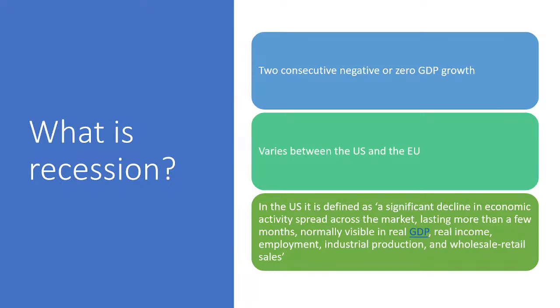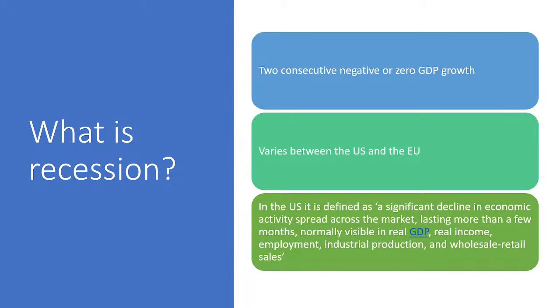But a recession is nothing but a significant decline in the economy, and you could take any economic indicator. It could be GDP, unemployment rate, or other economic factors such as real income, industrial production, and so on and so forth. So in the US, more macroeconomic variables are used to understand whether there is a recession or not, whereas in Europe, it's mostly the GDP growth.